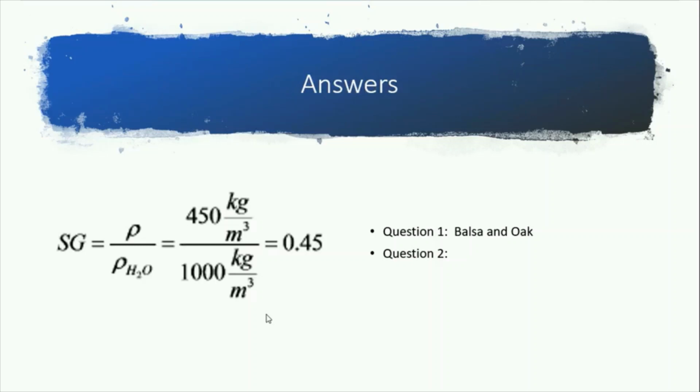Okay, so question number 1, balsa and oak. It would be those 2 because the specific gravity is less than 1. And then on question number 2, I put the work out here to the side. Density of the object divided by the density of water. So I plugged in the density of the object and the density of water, and I got 0.45 solving for that one.